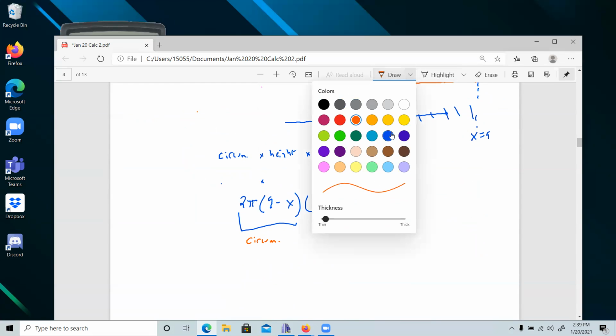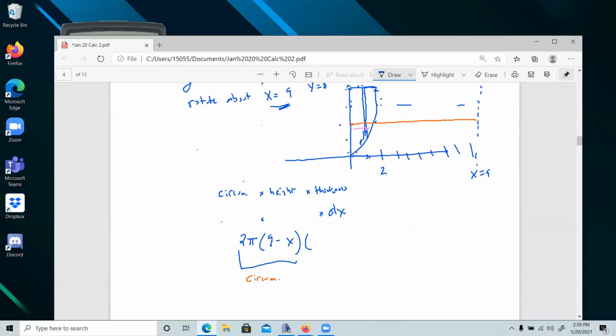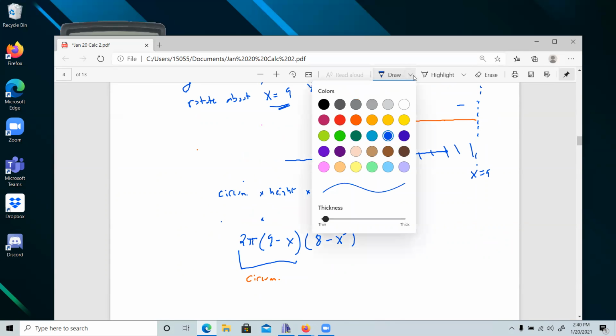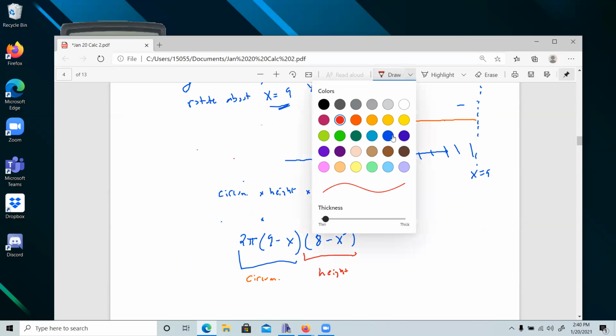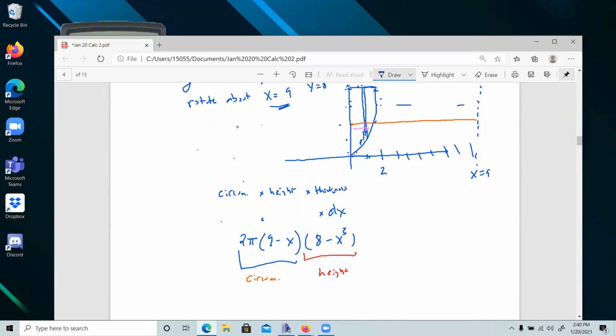All right, and then our height is going to be 8 minus x cubed. Okay, 8 minus x cubed. That's our height. What do we want? This was our height. Okay, and then times the dx. All right. So that's what we have for all of that. Okay, and that is equal to our volume. Okay, and we have to, of course, add these up.